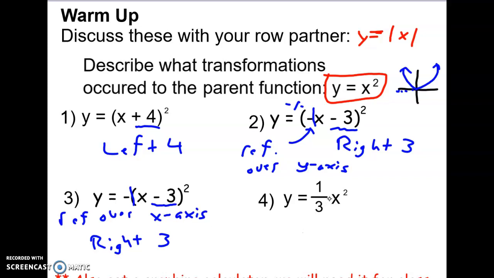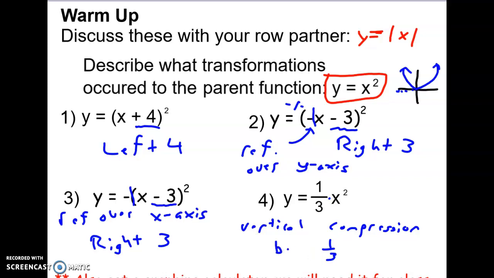Okay, last one. If you multiply by a fraction like this, actually any multiply is like a stretch or compress, and because this is between 0 and 1, this is going to compress vertically. So this is going to be a vertical compression by a factor of 1/3. Okay, so that's a quick review, and I'll get into the new stuff.